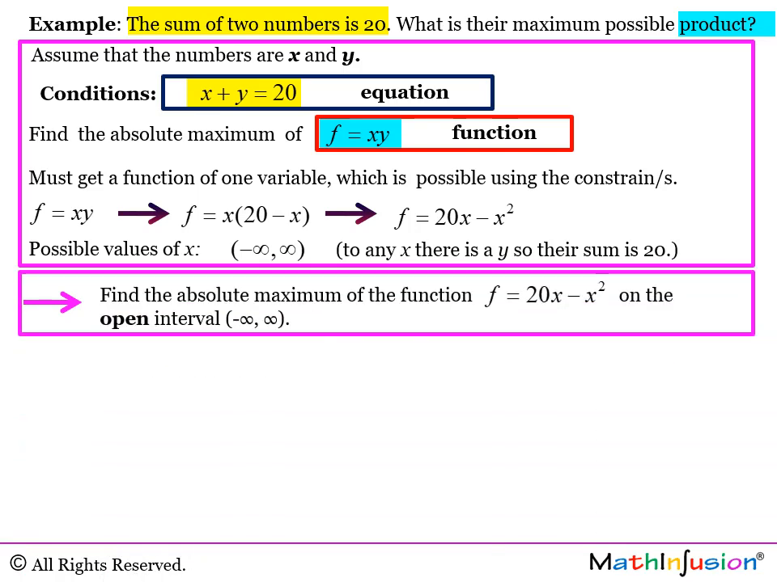Now we have to find the absolute maximum of this function on the open interval negative infinity to infinity. And this one, mathematically, we still don't know how to do. It's not a closed interval, and that's why I cannot do the chart and follow what I did before. I need to change now the way I'm solving this problem. But still, I will start the same. I need to find critical numbers. And there is only one, x equals 10.